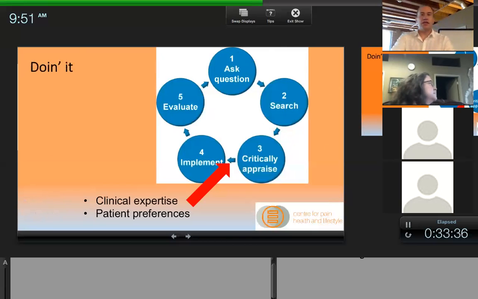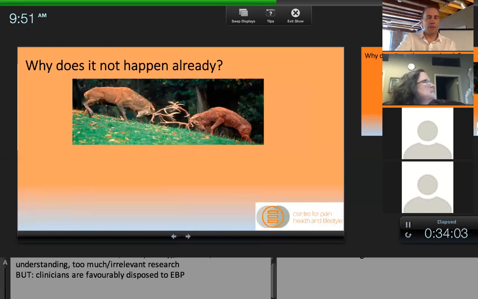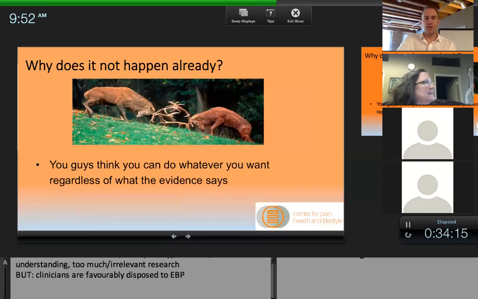So that's the framework, and we'll come back to this again, because I think it offers a nice way to ground the sorts of things that we're talking about over the next couple of days. So why doesn't it happen already? Seems like a pretty good idea, right? And when you survey clinicians, they all say, yeah, that sounds like a great idea. So why doesn't it happen?